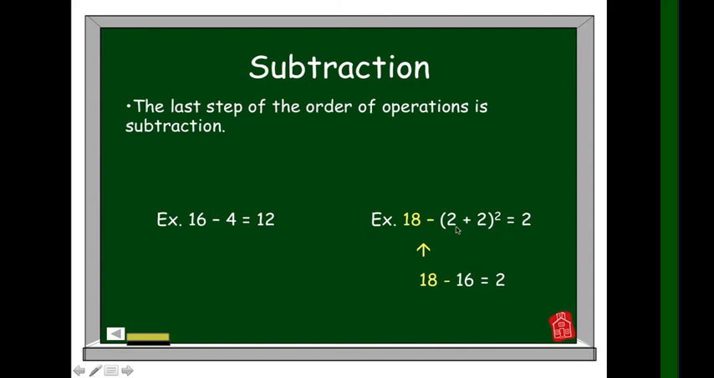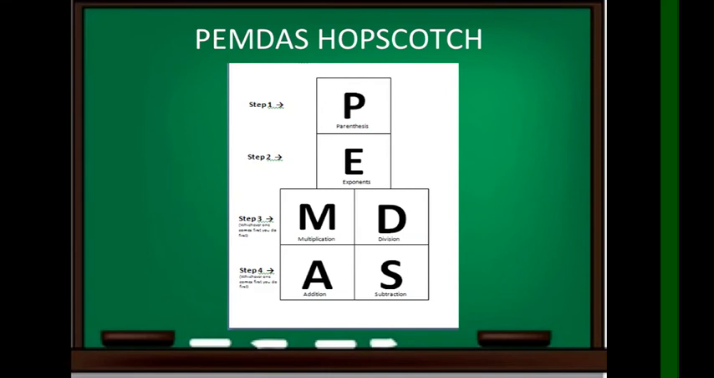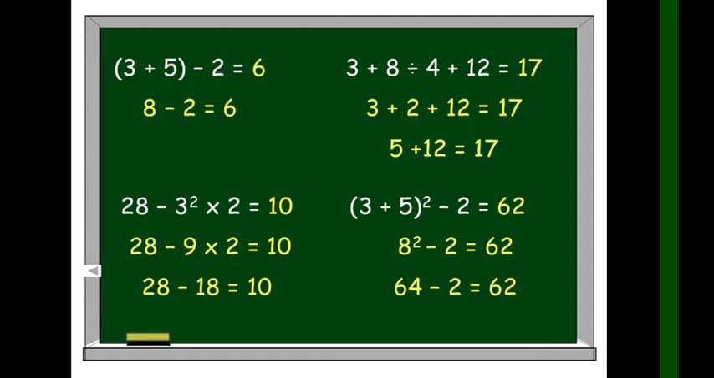Again, laging tatandaan, mauna ang parenthesis, exponent, division or multiplication from left to right, and finally, addition or subtraction from left to right. So, ito yung step natin. So, we have step 1, parenthesis. Step 2, exponents. Step 3, multiplication or division from left to right. Step 4, addition or subtraction from left to right.